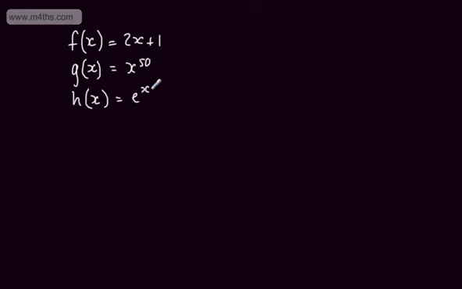We would do h, then we would do f. So h is e to the x, f is 2x plus 1, so we'd simply insert e to the x every time we saw an x. So f of h of x, as we do h first, then f, we'd have 2 lots of e to the x plus 1.